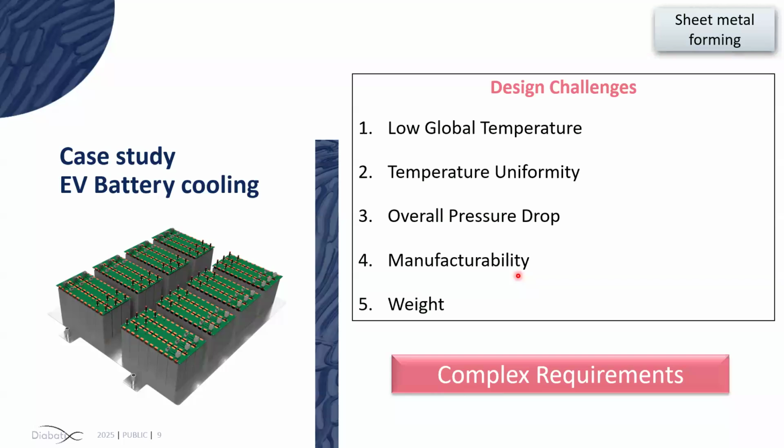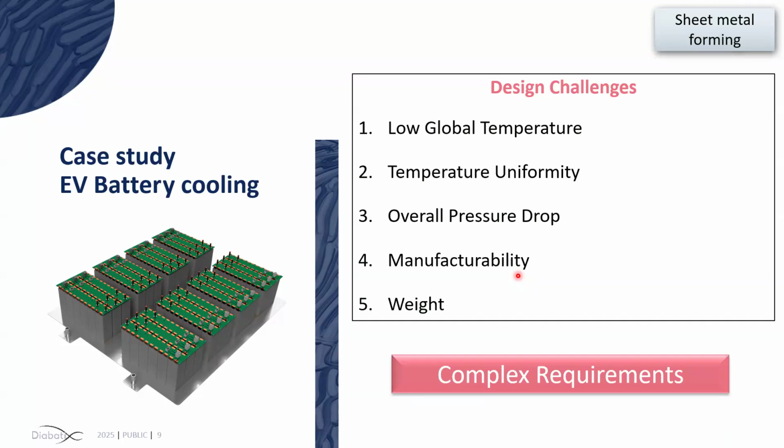The first challenge was basically to maintain low global temperature. What that means is that at any XYZ point in the cold plate, temperature should not exceed a certain threshold temperature. The second challenge was thermal uniformity. In this case, the temperature of the cold plate should be as uniform as possible, comparing all over the cold plate locations.